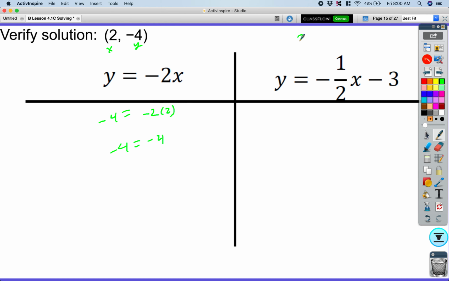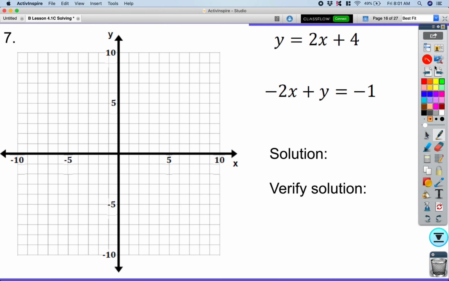We're going to do the same thing over here now, (2, negative 4). Plug this in for x, plug this in for y. And this would give me negative 4 is equal to negative 1/2 times 2 minus 3. These reduce, negative 1 minus 3 to get negative 4 is equal to negative 4. True statements on both of these. Since I have a true statement on both, we're good to go. That proves that that is the solution of the line.